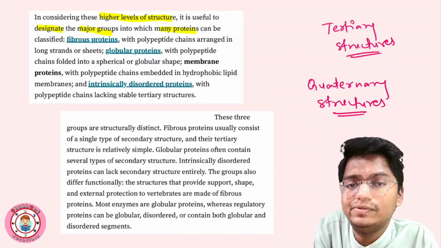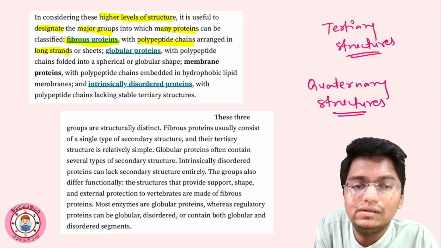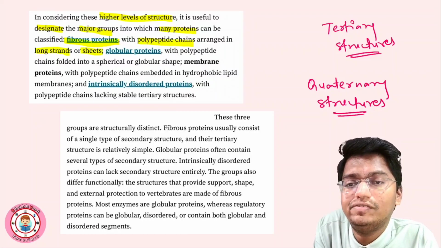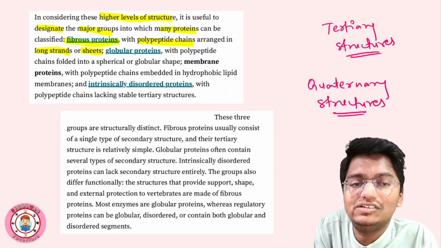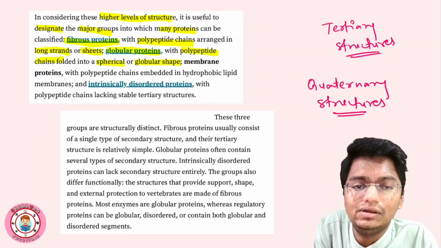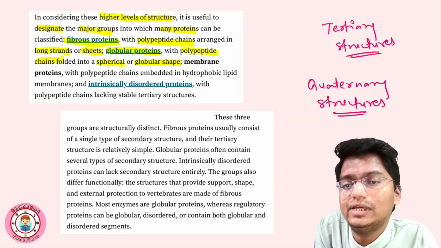The types here are fibrous protein and globular protein. So what is a fibrous protein? Here polypeptide chains are arranged in long strands or sheets. I will give you a tip here: remember, F for fibrous, F for filamentous. Meaning we see filament-like, chain-like structures. The next type is globular protein, with polypeptide chains folded into spherical and globular shape. We get a properly folded structure.